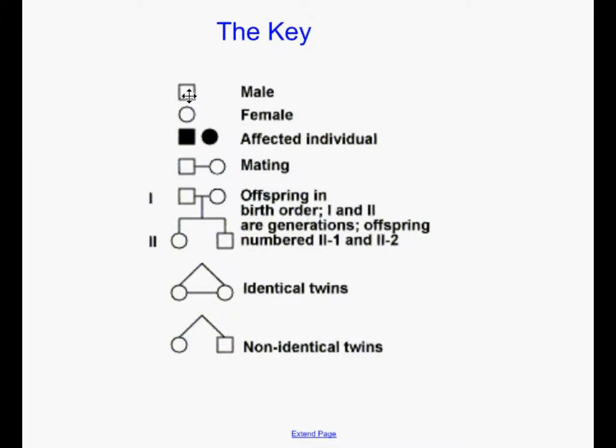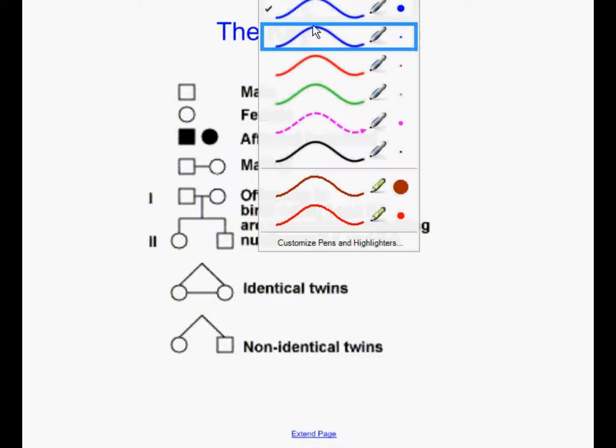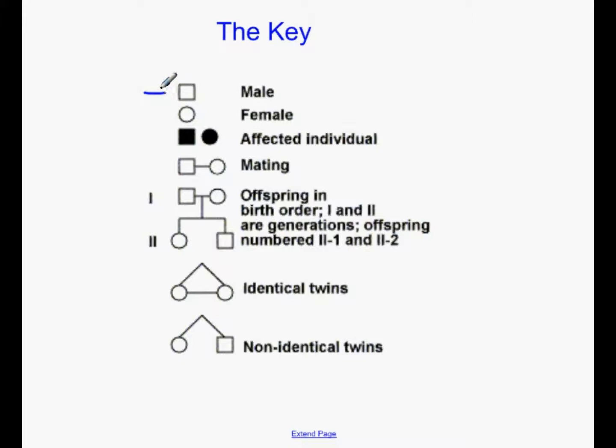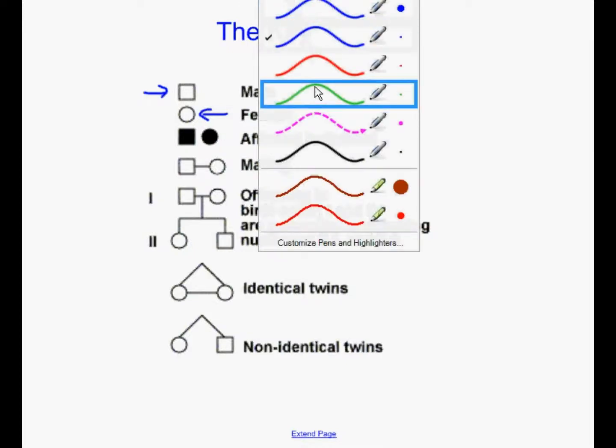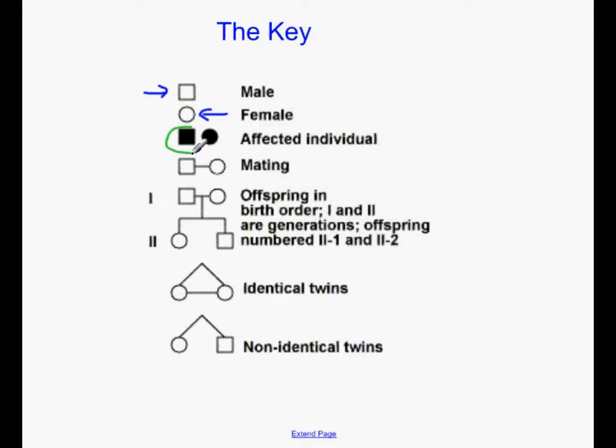You use squares for males and circles for females. So squares for male, and females we're going to use circles. And remember, we can't see genotypes, all we can see is phenotypes. So for whatever trait you're looking at, if they have the trait, then you go ahead and darken it in. If they don't have the trait, then you keep it open.